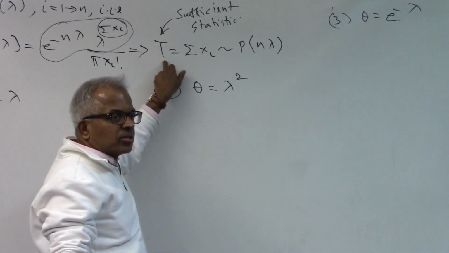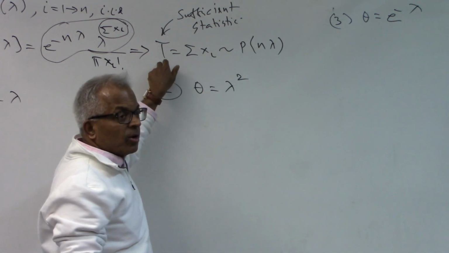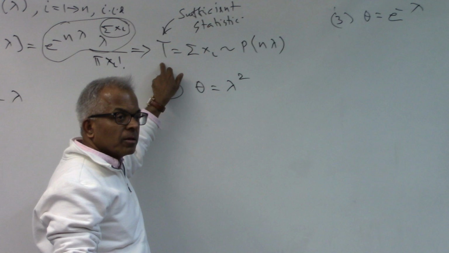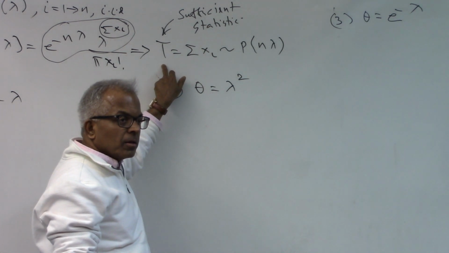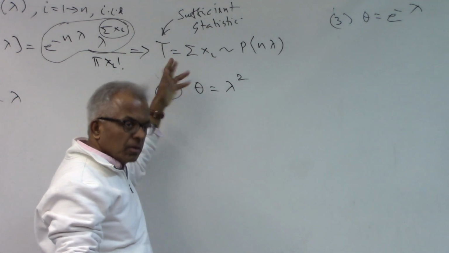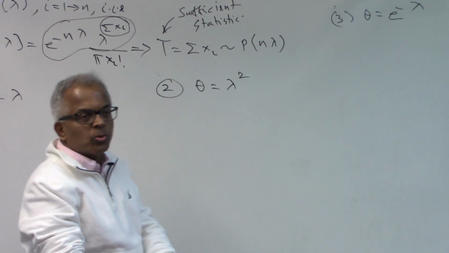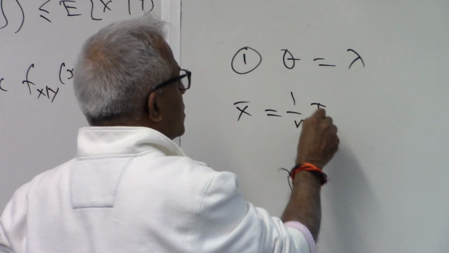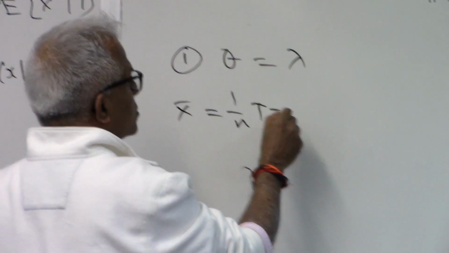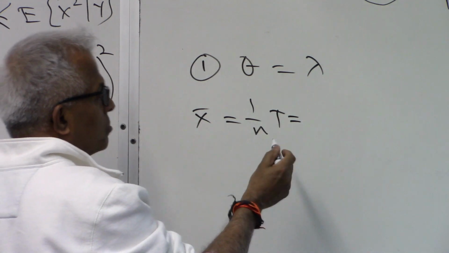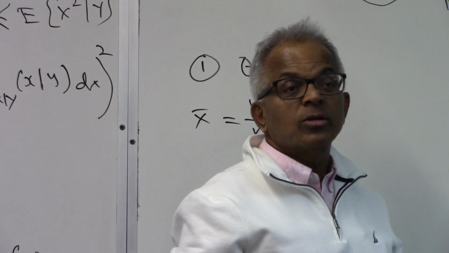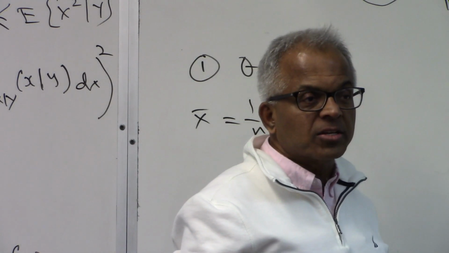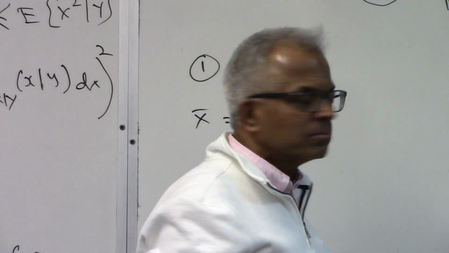Look here, the answer is screaming in front of us. Expected value of this is what? Anybody? N lambda. So how will you get an unbiased estimator for lambda? All right, that's easy enough, right? So X bar, which is 1 over n times T, is, because that's also a function of the sufficient statistic. So that's the best estimator.